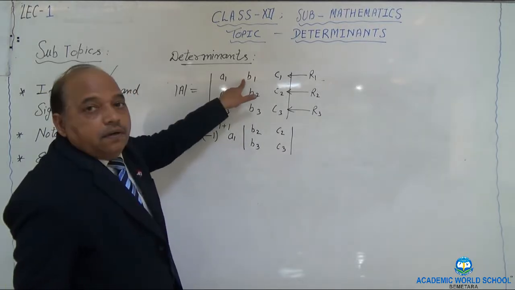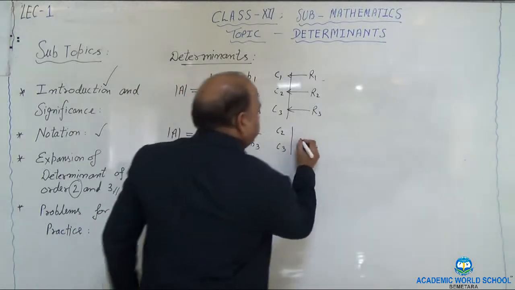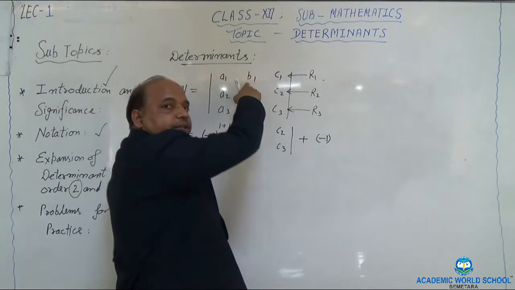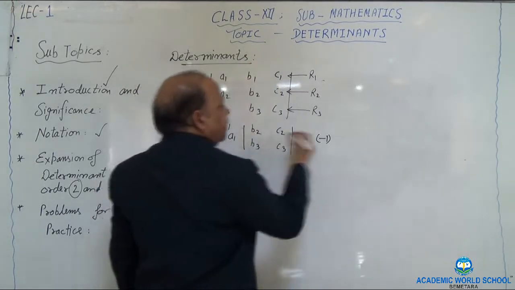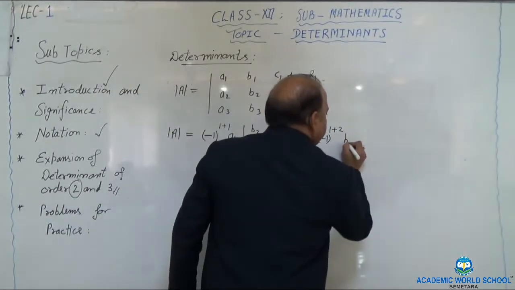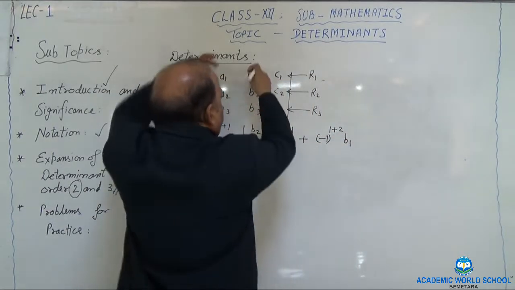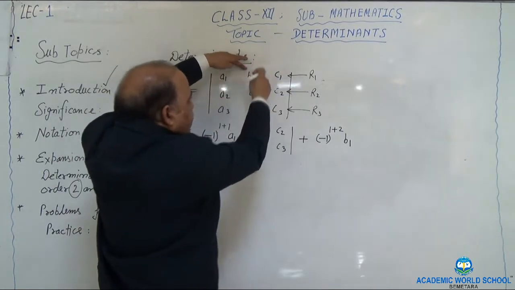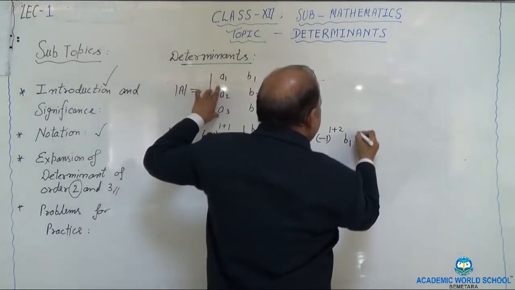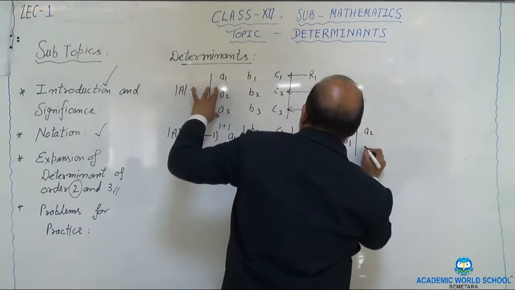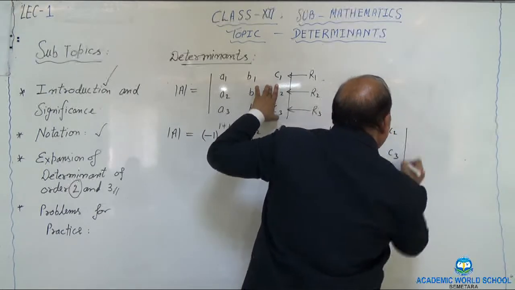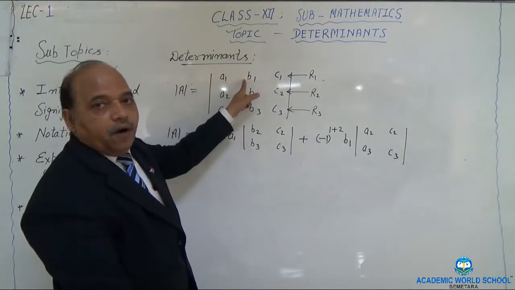Similarly, you have to write for B1. So what will we write? Plus minus 1 to the power of the row and column it belongs to. It is the first row, second column, so first row plus second column. Then take that element B1, and then leave this row and this column. What is left? Write that down. So I am writing A2, A3 and then C2, C3. Clear? We have written the part for B1.